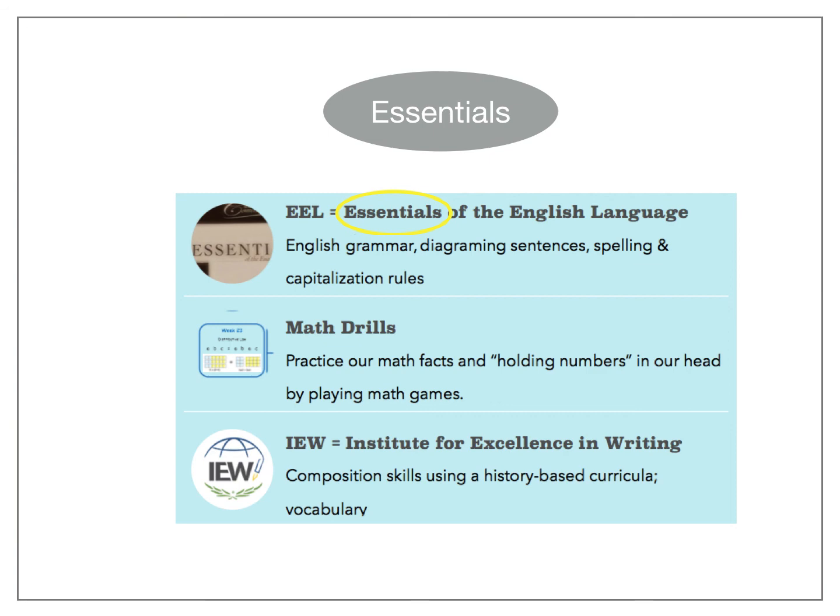Now, I want to point out something that might be confusing for first-time parents and students. I know it was for me. The overall Essentials program has 3 parts, as we just discussed. But notice how the first of the 3 parts of the Essentials program is itself called the Essentials of the English Language. So when someone says Essentials, they could be referring to the entire 3-part program or just one part of it, often called EEL.